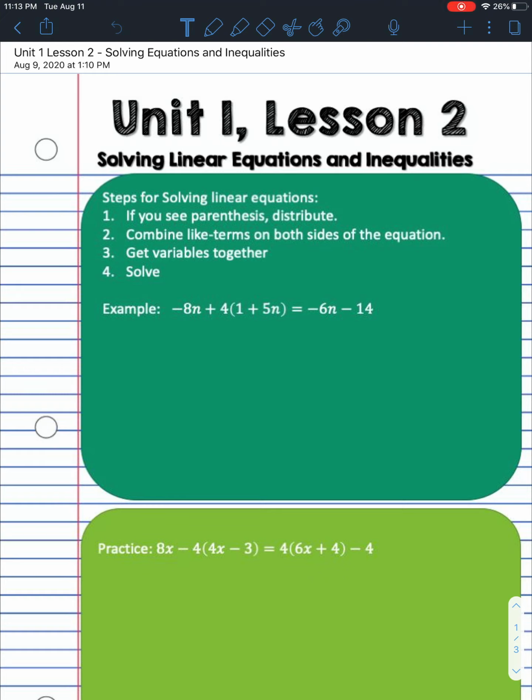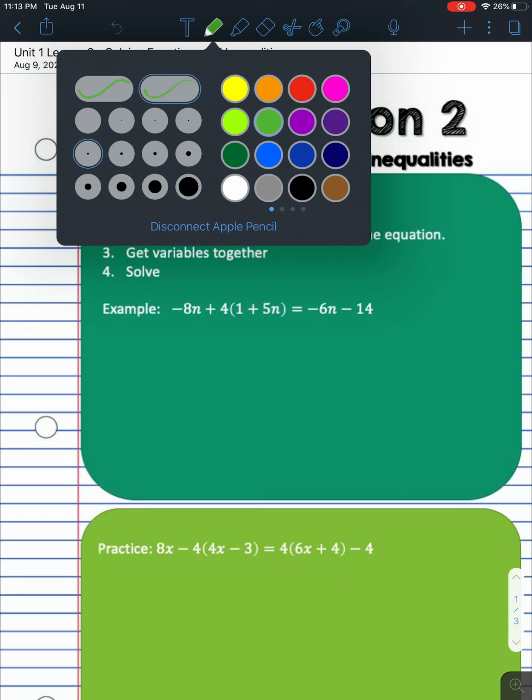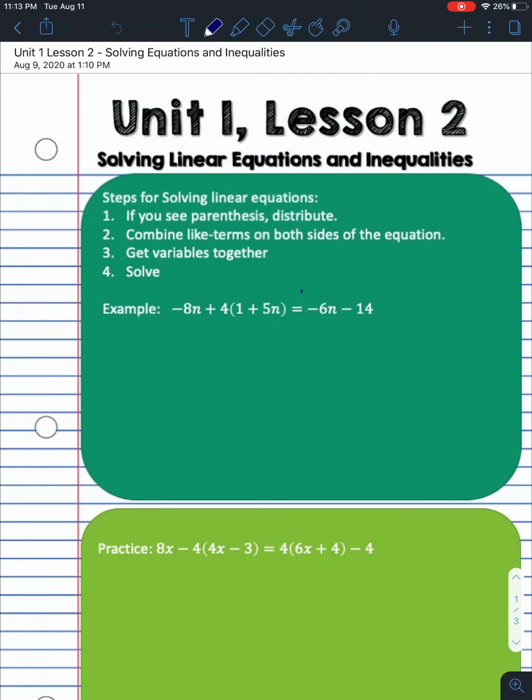So let's go ahead and get started. Unit 1, Lesson 2, we are going to solve linear equations and inequalities. So equations, what makes something an equation? It means that it has an equal sign, right? Let me pick a different color here. This is an equation because it has an equal sign. And we'll talk about inequalities in just a minute.